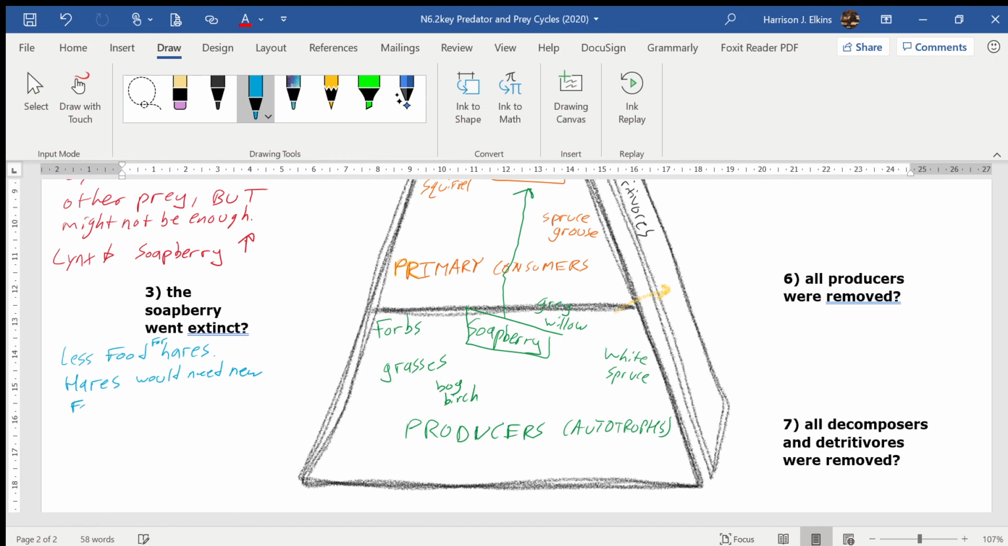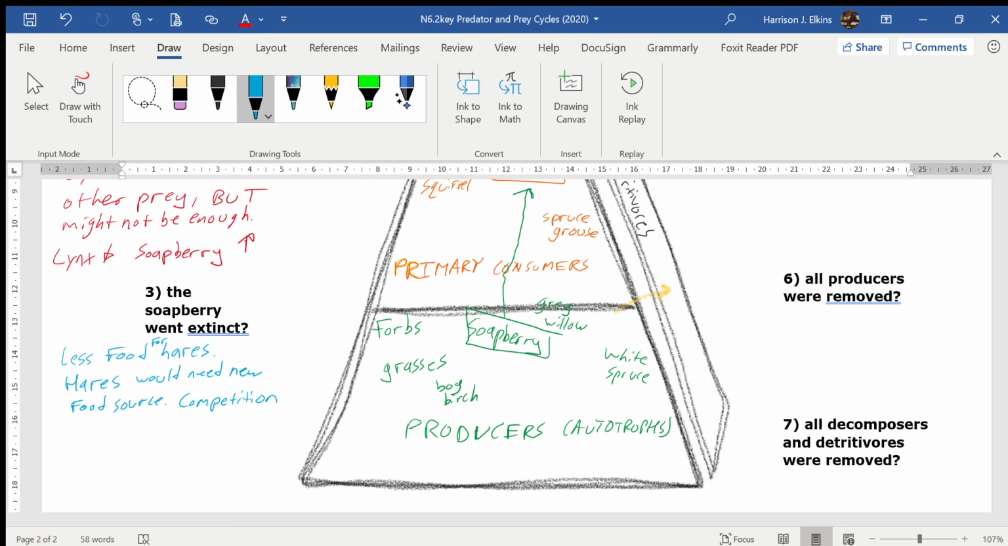New food source. Well, if the hares start eating something else, what if squirrels really like this bog birch? Well, that's a problem, because now the hare might get into a fight with the squirrel. And so that's going to cause competition with other species. That's not necessarily going to be pretty.